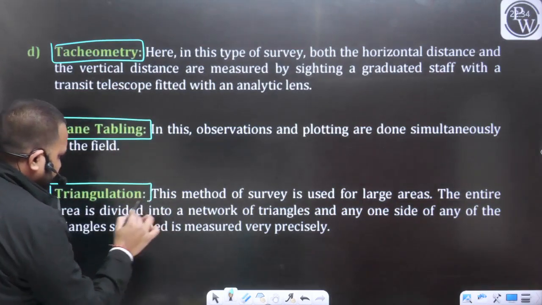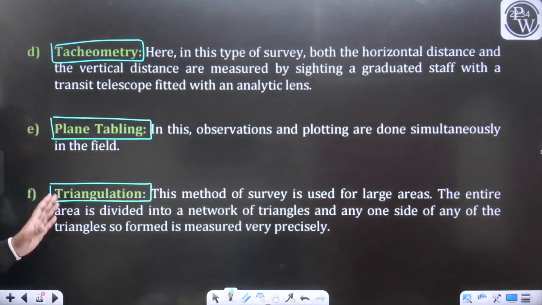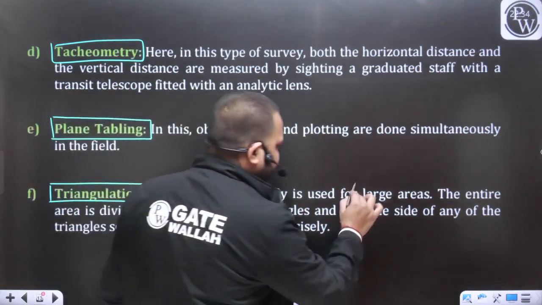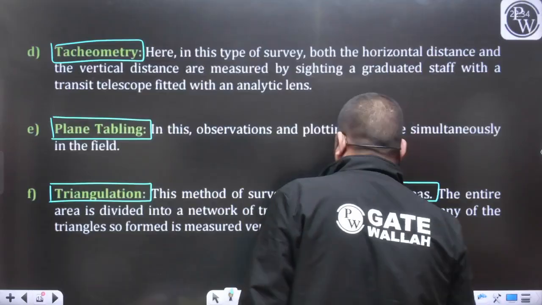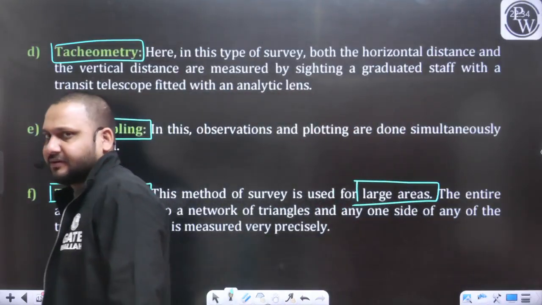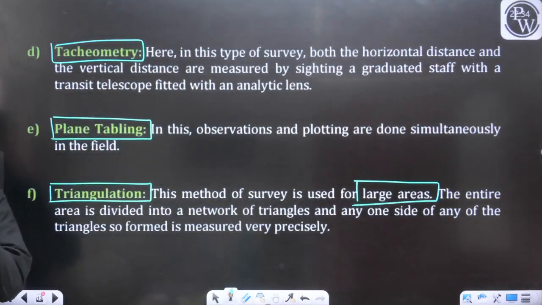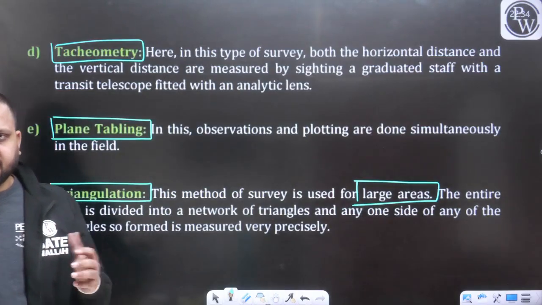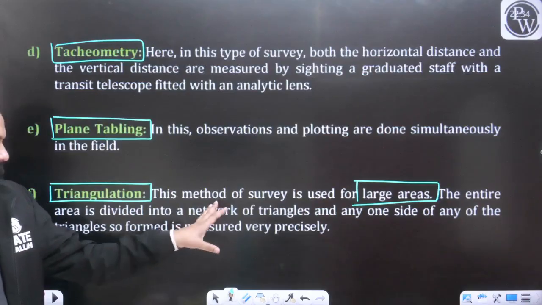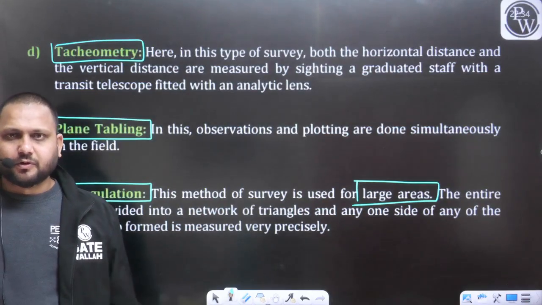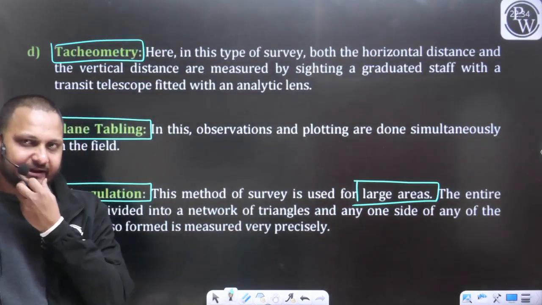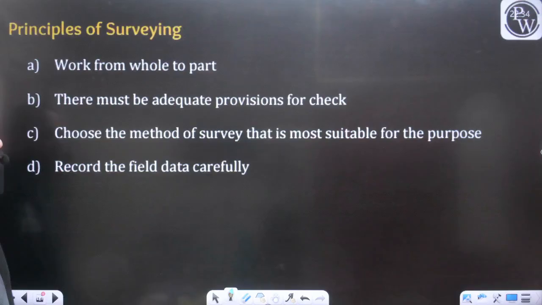Triangulation is based on the methodology. For a large area, we can divide the area into small triangles and perform the measurements for the small triangles. In this way, we can cover the entire area. So this was the triangulation survey that we defined based on the methodology used.